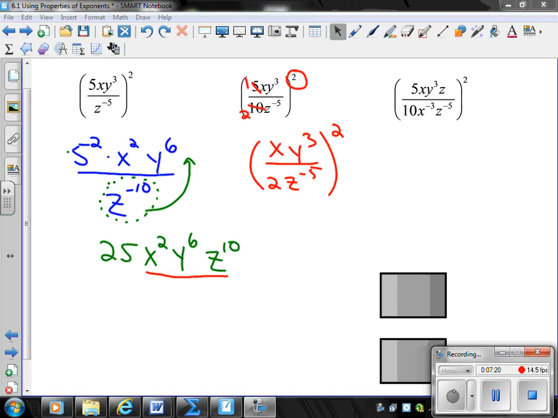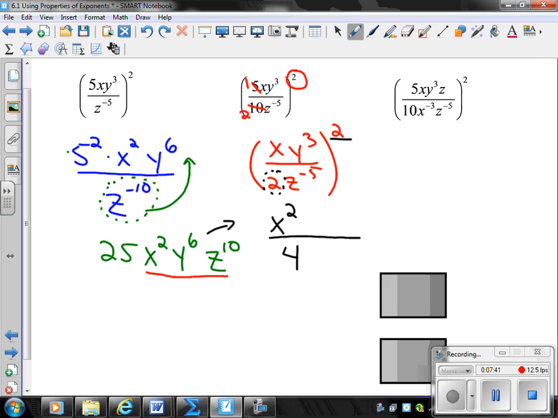So since I know how the variables turn out, I'm really just going to concentrate on my coefficient here. And I have this 2 in the denominator that's being squared. So I know I'm going to end up with a 2 squared or 4 in the denominator. And the rest is all going to be the same from this first problem here. I'm going to have x squared, y to the 6th, z to the 10th.